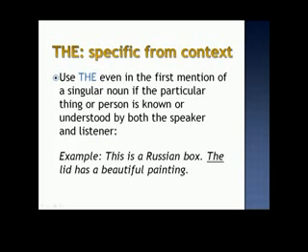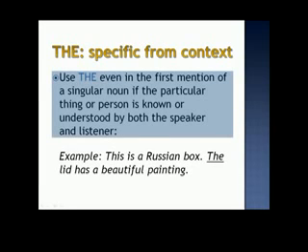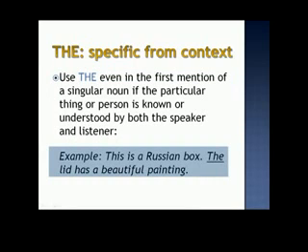Note that we use the definite article the with a noun that is specific from context. What does that mean? It means we use the even in the first mention of a singular noun if the particular thing or person is known or understood by both the speaker and listener. For example, you heard me say, "This is a Russian box. The lid has a beautiful painting."